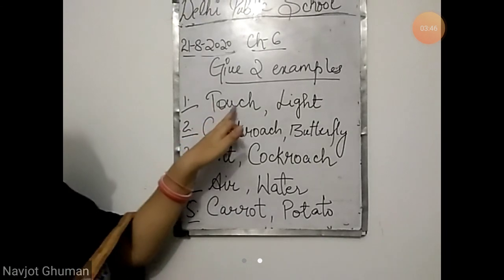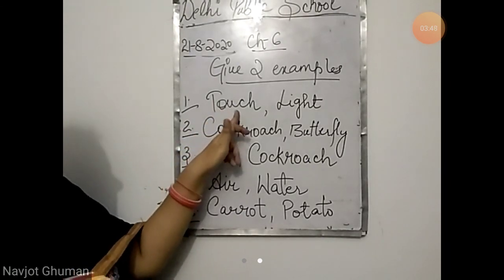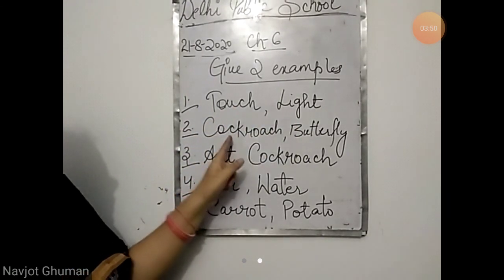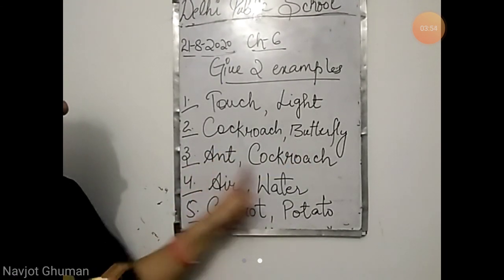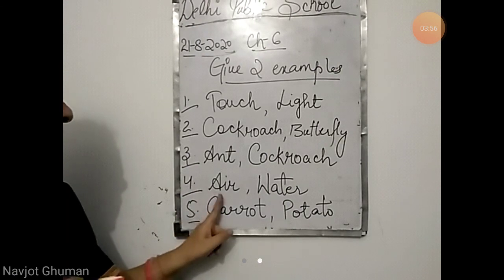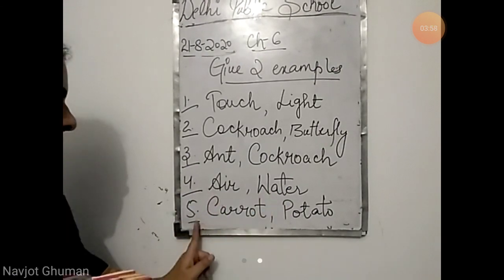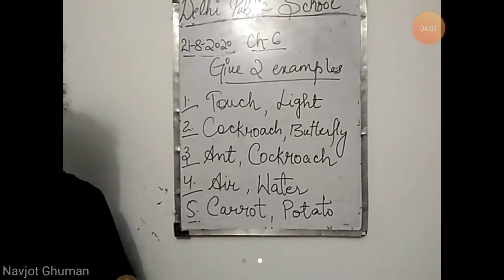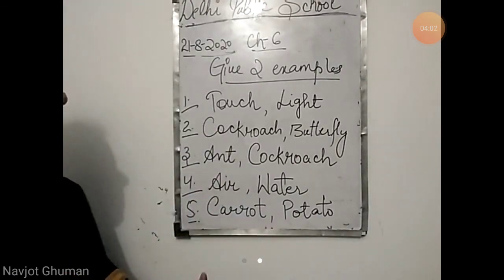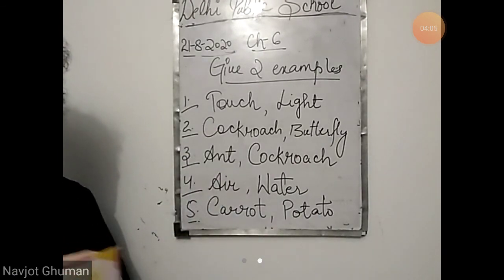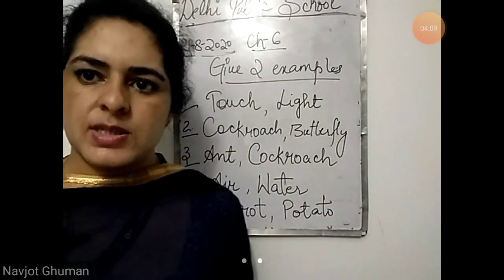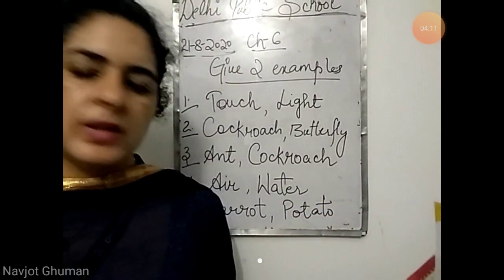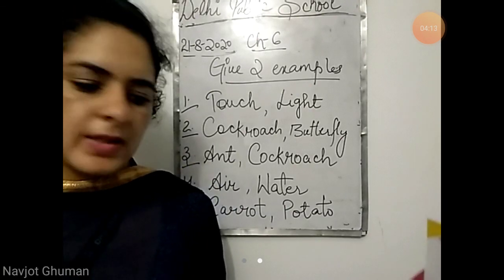First is answer of first two examples, touch and light. Second, cockroach and butterfly. Third, ant and cockroach. Fourth, air and water. And fifth one is carrot and potato. So this was give two examples. Now next is answer the following questions. This question you will get in the form of worksheets.